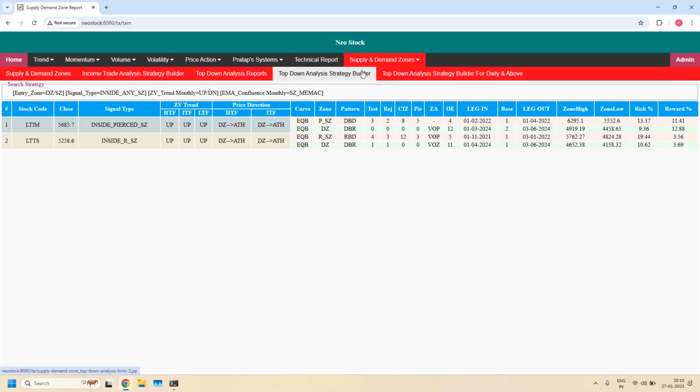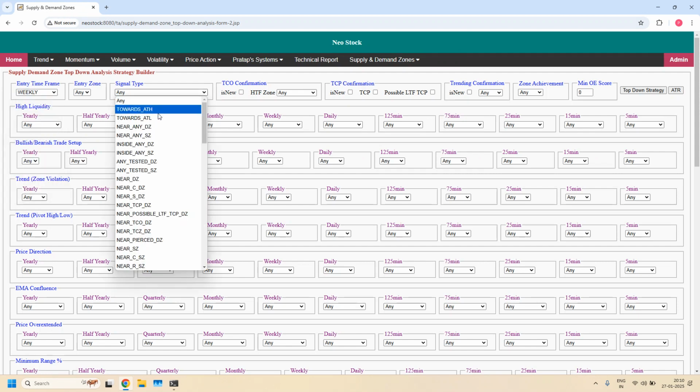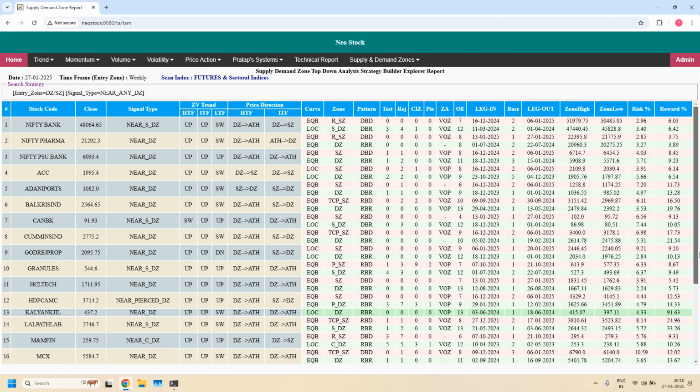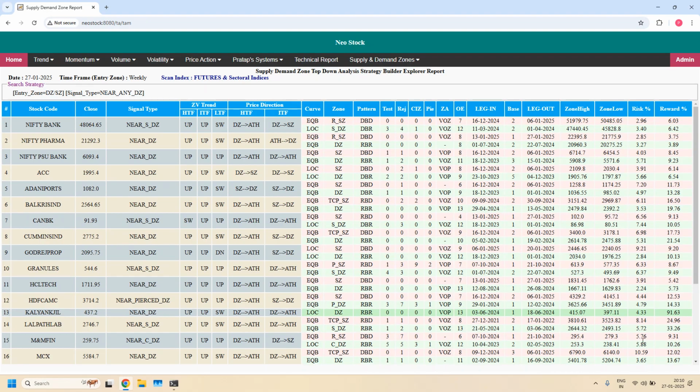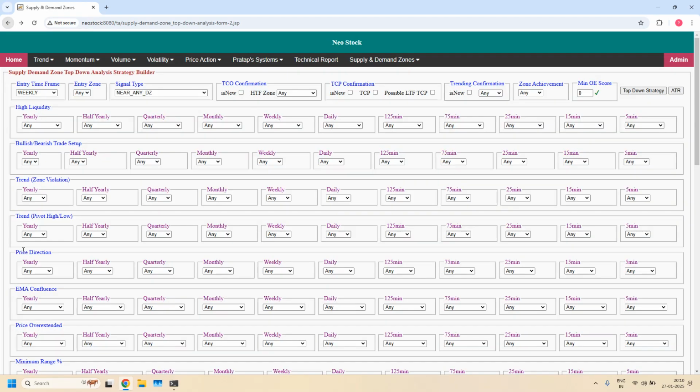Next time frame is weekly. Stocks near weekly demand zone. We got 23 stocks. First 16 stocks in the list. I am scrolling the list down. So total 23. We can further filter this list based on EMA Confluence, weekly EMA Confluence.